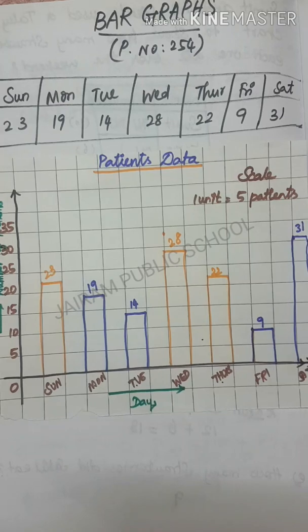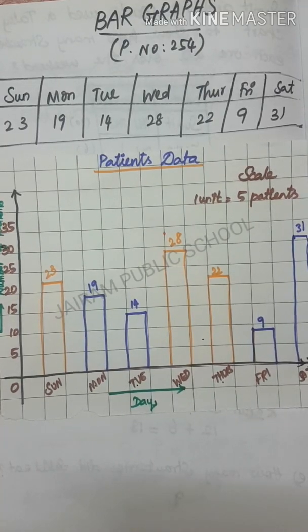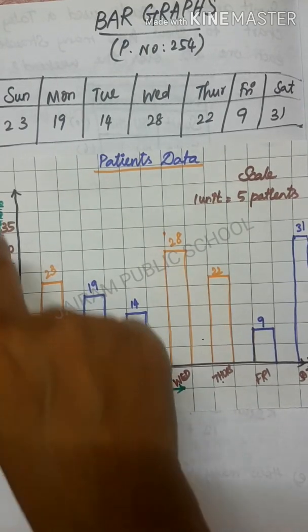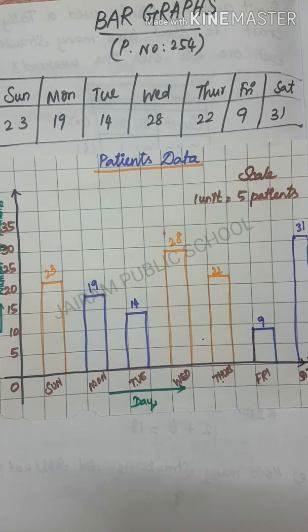Look at the question numbers first, then for that you should take the scale values, then you should draw the bar graphs. Always you should take the numerical value in the vertical line and data should be taken in the horizontal line. These are the things you should keep in mind while drawing the bar graphs.